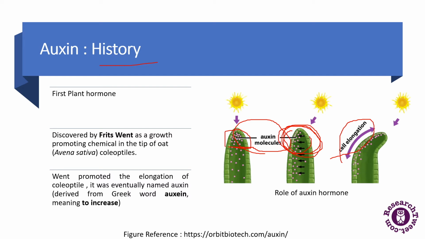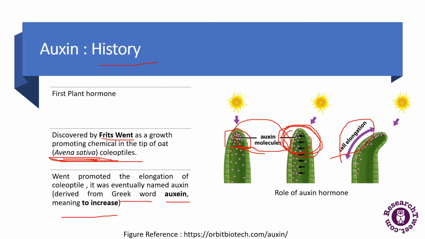So auxin was the first plant hormone discovered, by Fritz Went, as a growth-promoting chemical in the tip of the oat plant, that is, the oat coleoptile. This is the scientific name of oat. The Greek meaning of the word auxin is basically "to increase".